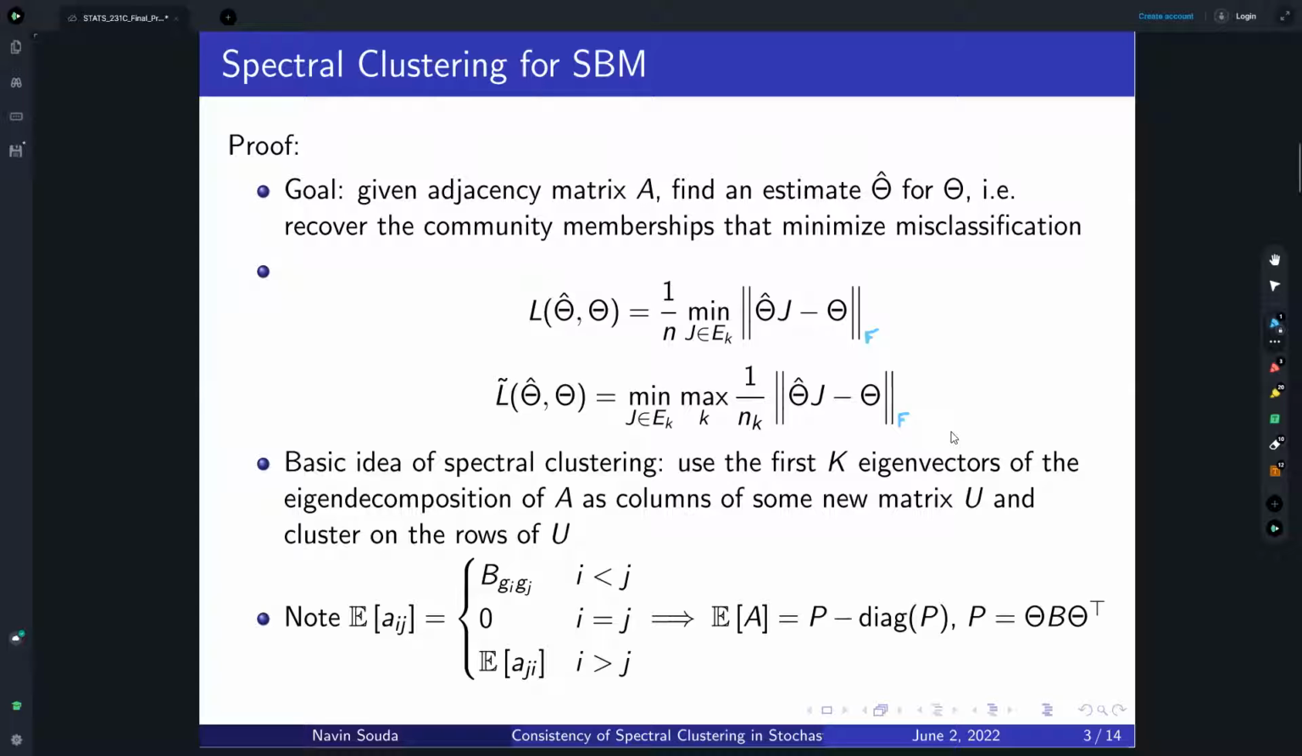And then we can write the expectation of A as this, the difference of these two matrices, P minus diag P. So diag P here is just going to be the matrix P, but with all the off-diagonal terms set to 0. And P takes the form theta B theta transpose. So it's not that hard to convince yourself that this is true.